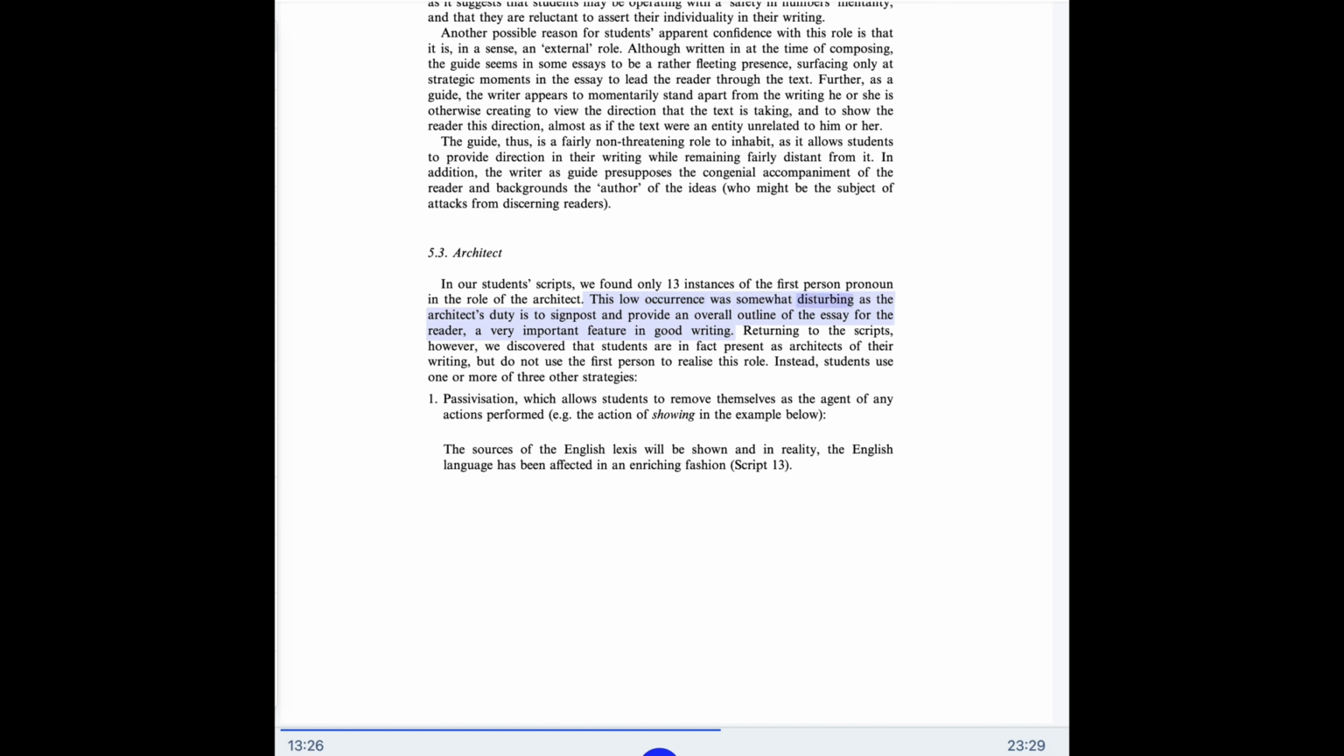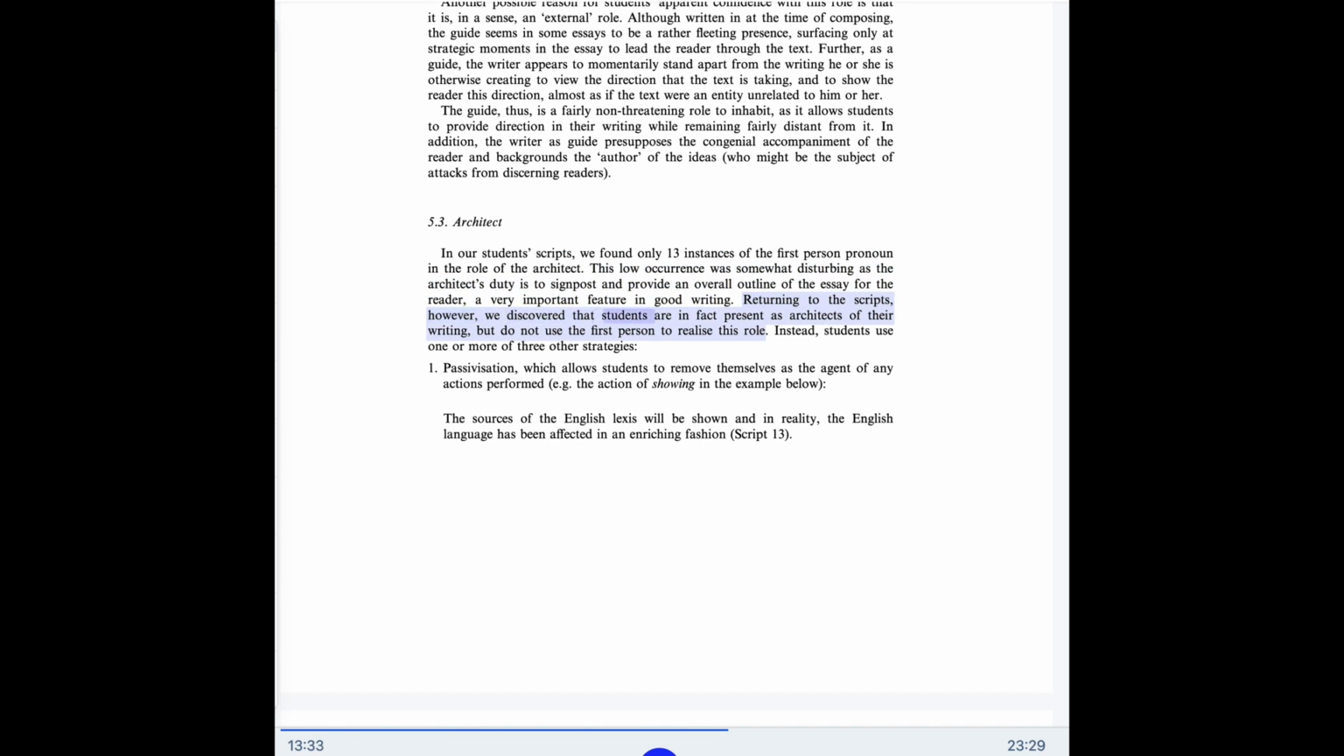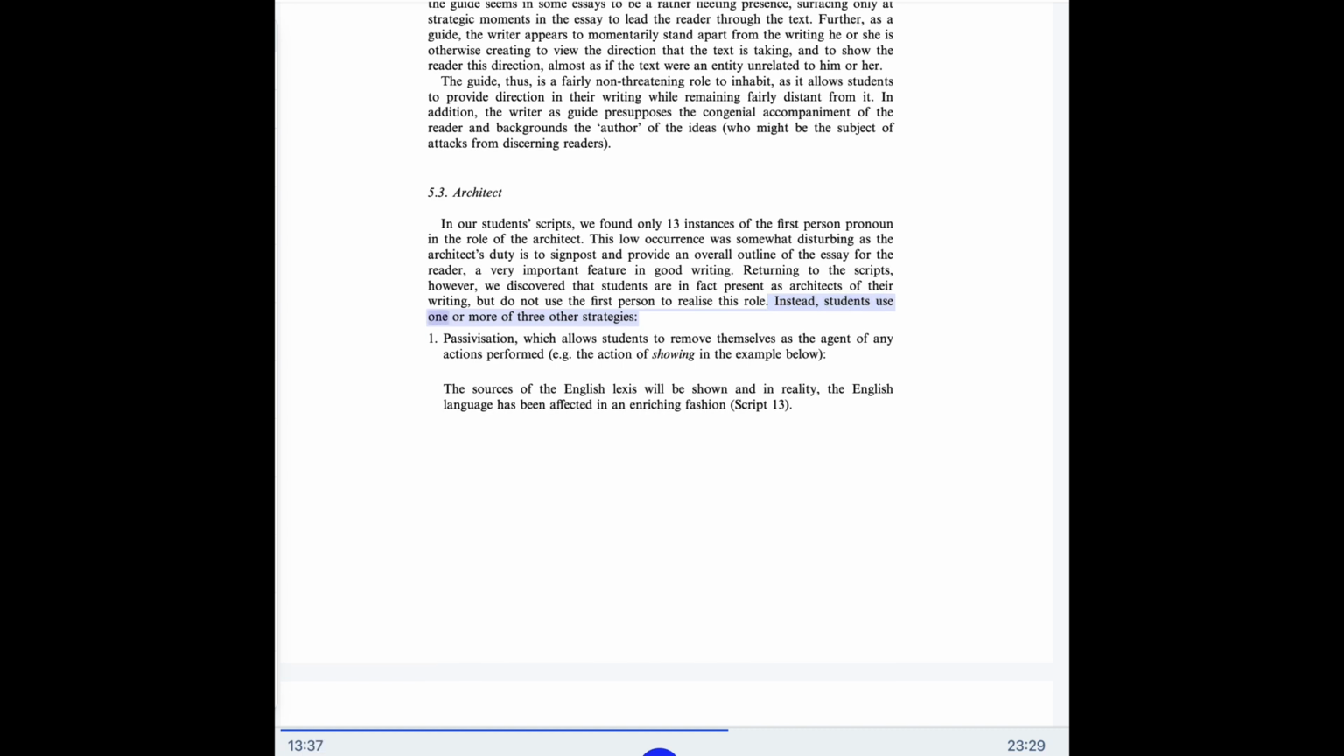This low occurrence was somewhat disturbing, as the architect's duty is to signpost and provide an overall outline of the essay for the reader, a very important feature in good writing. Returning to the scripts, however, we discovered that students are in fact present as architects of their writing, but do not use the first person to realize this role.